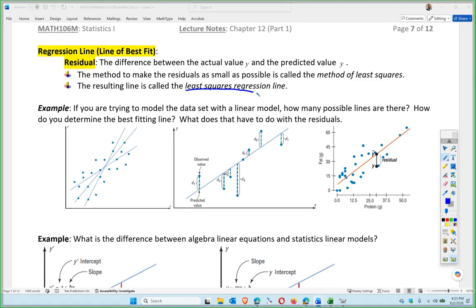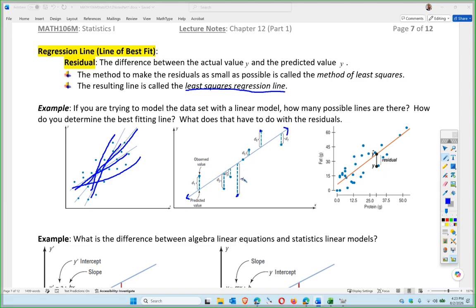So what makes it the best line? Because there are lots of lines I could draw through the data, right? But who's to say which one is the best one? So you have the line which you create, which is called the model, which makes predictions. And then you have the observed points, which is the data you collected, which are above and below that line.